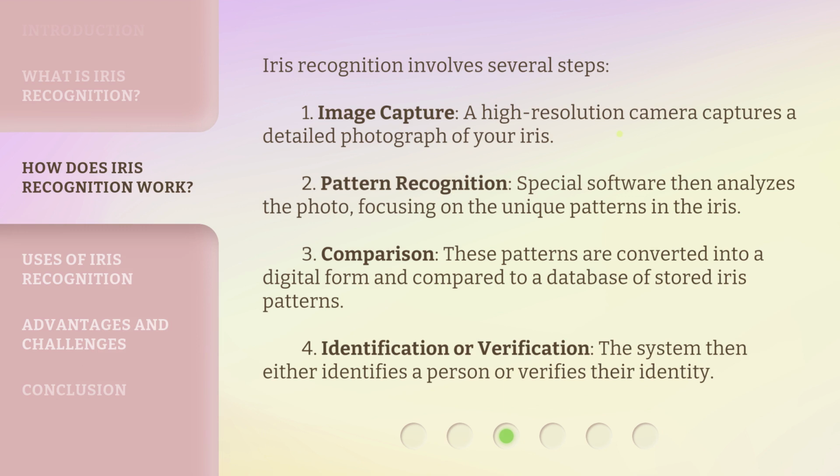Iris recognition involves several steps. 1. Image capture. A high-resolution camera captures a detailed photograph of your iris. 2. Pattern recognition. Special software then analyzes the photo, focusing on the unique patterns in the iris. 3. Comparison. These patterns are converted into a digital form and compared to a database of stored iris patterns. 4. Identification or verification. The system then either identifies a person or verifies their identity.